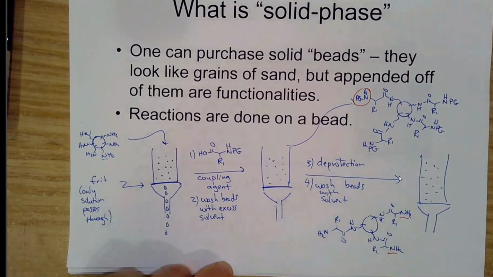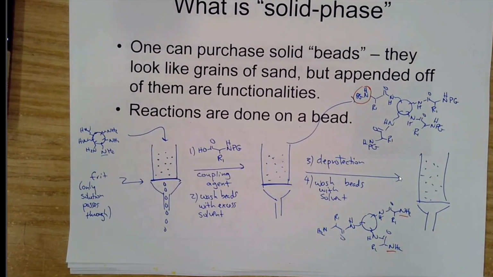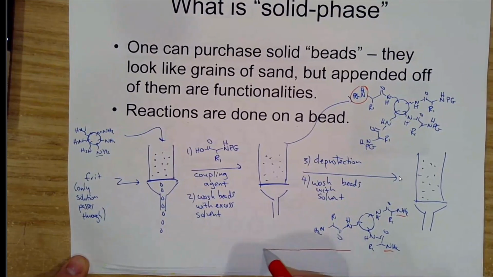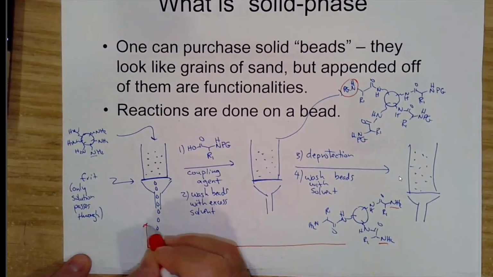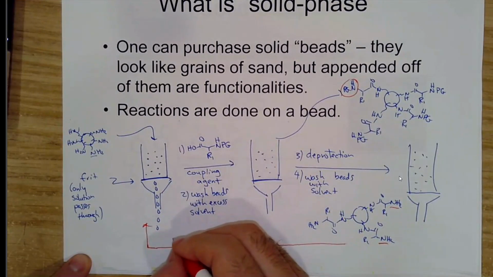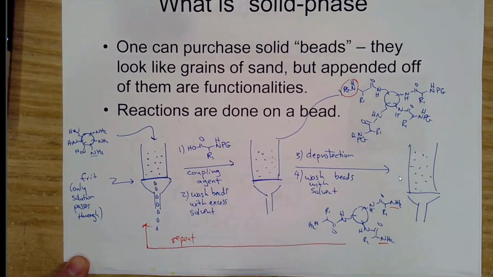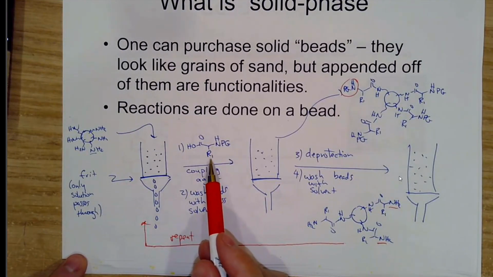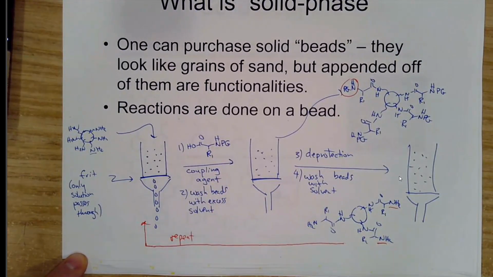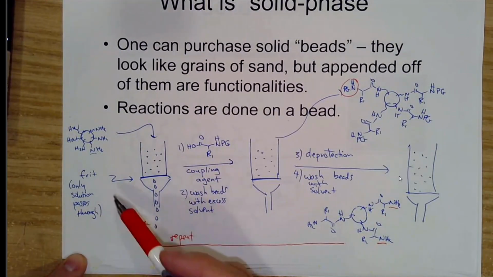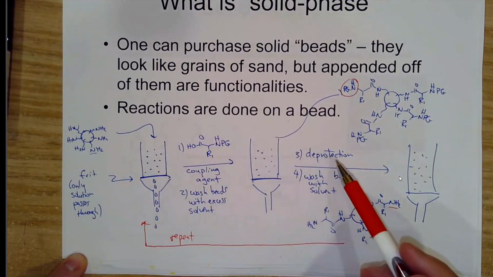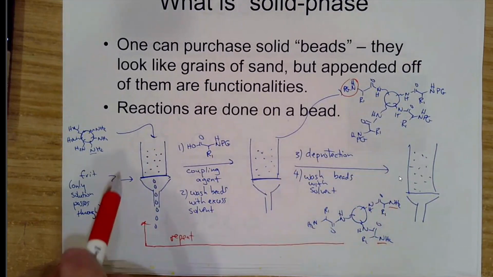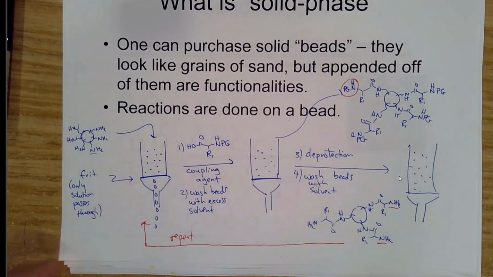new coupling conditions, right? So you now take these beads and go back to the cycle and repeat steps 1 to 4 to generate the desired peptide. So you'll use a different amino acid now with R2, and then you couple, wash, deprotect, wash, and you do the cycle over and over again as many times as you need to.